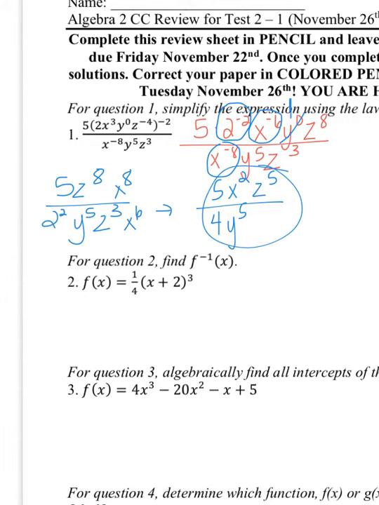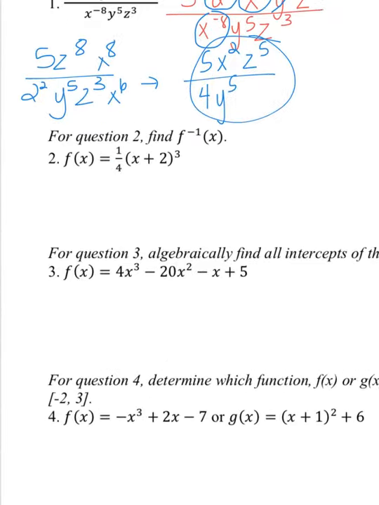This is completely simplified. For number 2, this notation means inverse. So inverse is when you switch the x and the y value and then you solve for y. So I have to do reverse PEMDAS, so I have to take care of this 1/4 out front. Instead of dividing by a 1/4, I want you instead to multiply by 4 over 1, which is really just 4. So now I have 4x equals y plus 2 raised to the 3rd power.